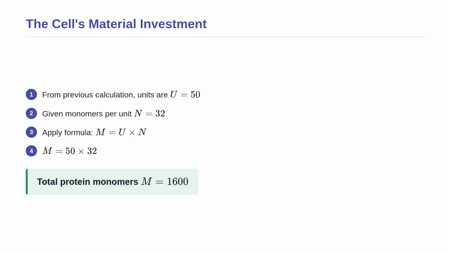Multiplying 50 by 32 gives us our final answer of 1,600. Physically, this means the cell must synthesize and assemble exactly 1,600 individual fibrous proteins just to create one single intermediate filament cable. This highlights the massive energy investment required for cellular stability.